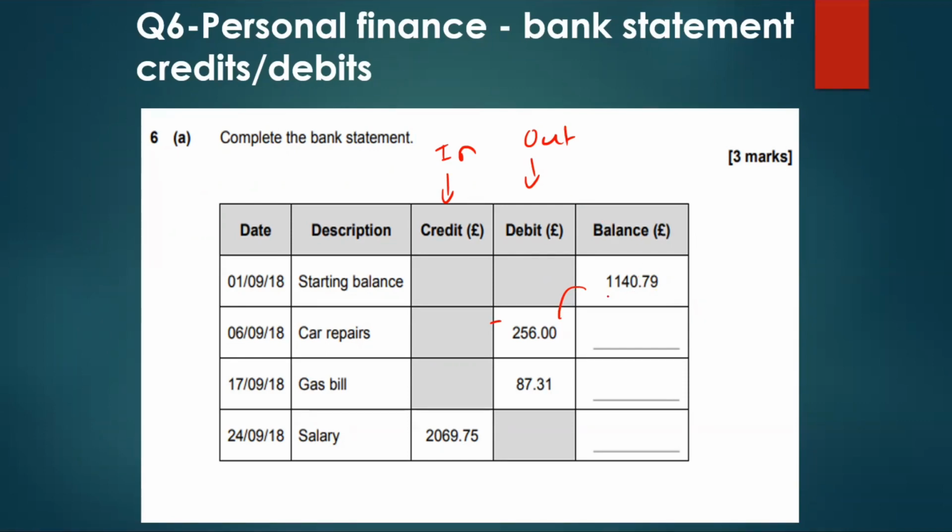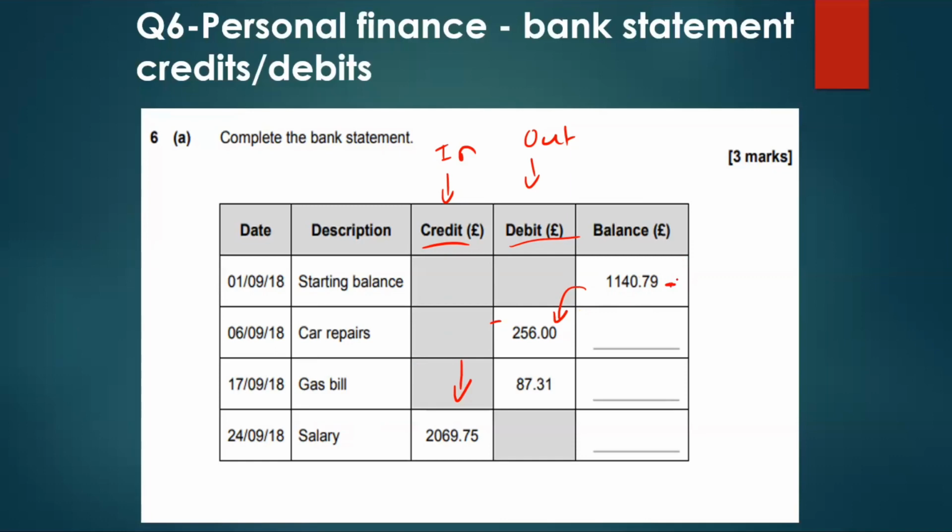Well, if your balance is 1,140.79 and you get car repairs, you're not really going to be getting money for car repairs. You're going to be paying the money. So you know that if in doubt, you're going to be taking the money out. And also salary, well, you know that you get a salary. So that must be the one that's coming in. So credit must be the one that's coming in. Debit must be the one out. So if it's coming out, it's being taken away from this original.